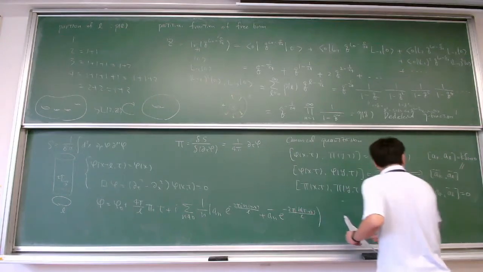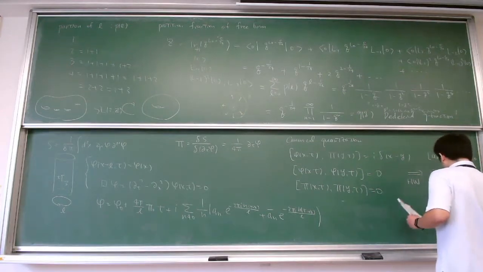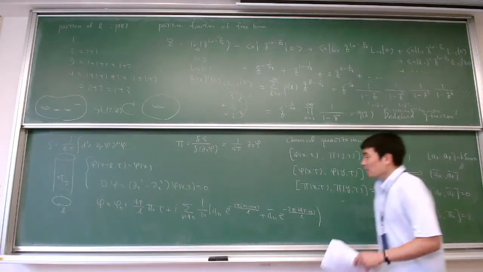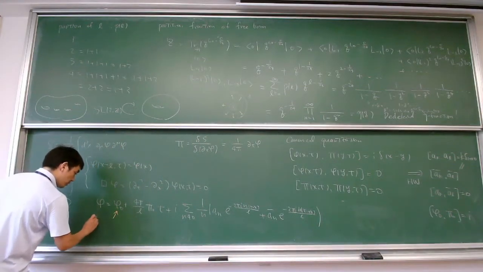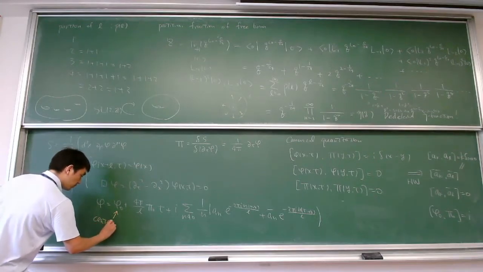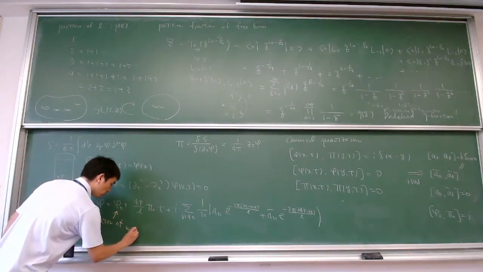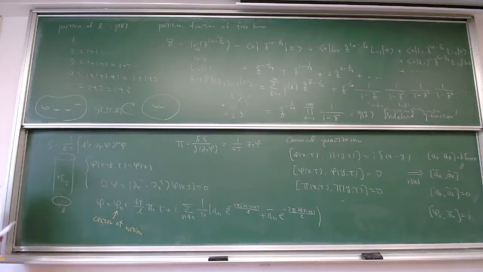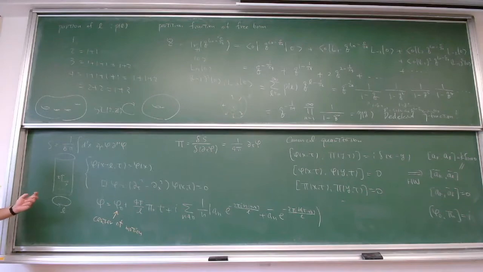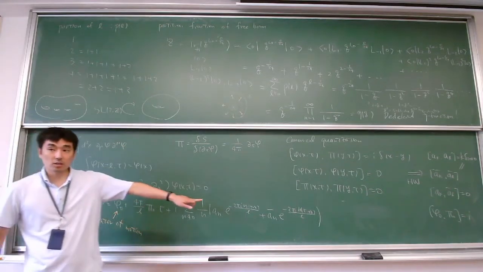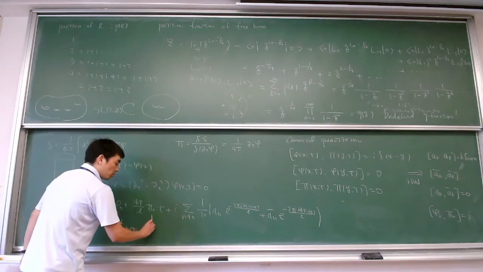I think I should write them here. So pi 0 is equal to this. As you can easily see, this pi 0 is the center of mass, the center of motion. It's the average value of the field along x, so it's independent of x and t. So it's a center motion, and this is the zero mode. It's called the zero mode.